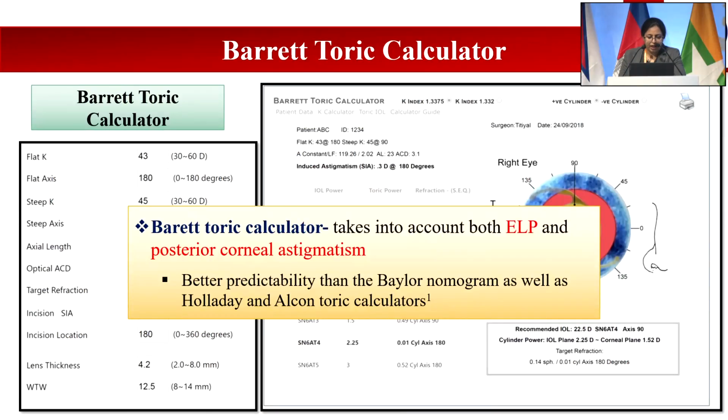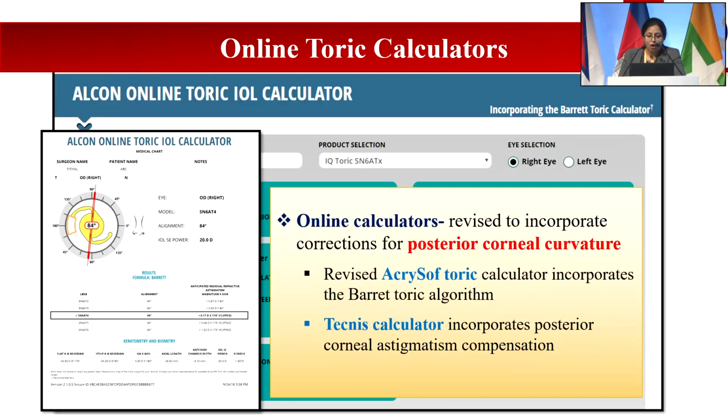Barrett toric calculator takes into account both the effective lens position and posterior corneal astigmatism, and is said to have better predictability than the Baylor nomogram as well as the Holladay and Alcon toric calculators. Online calculators have since quite some time now been revised to incorporate corrections for posterior corneal curvature. So there is no excuse as of now to just rely on the anterior corneal curvature measurements.